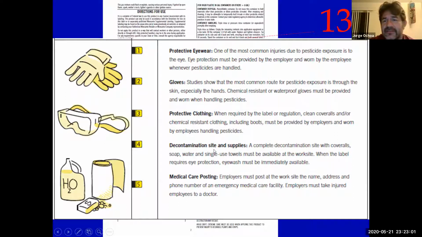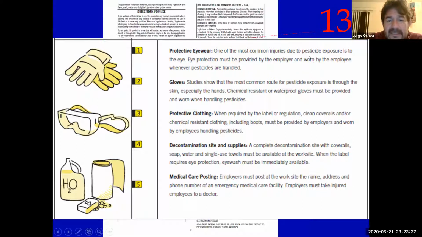The decontamination, so in case something happens, you can go there and decontaminate yourself. It's also very important that at the end of the day, if you use any of these products, you wash your body. So go immediately and wash your body, get rid of any kind of exposure, maybe some drift, maybe just a little. And also, if you have used some clothing, make sure that you wash it separately so that it's not going to contaminate the rest of the clothing.